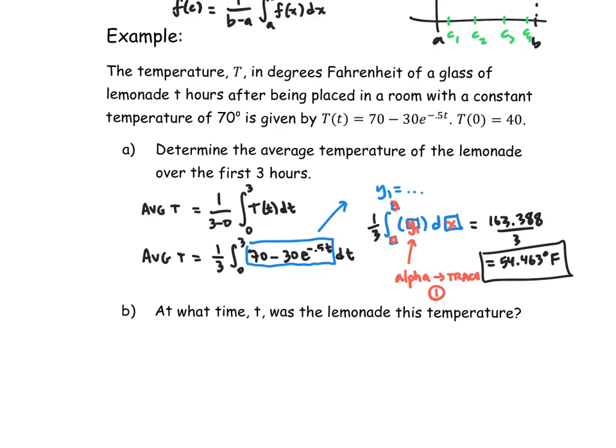Just like I did, I found those 4 C values where the water, or the time, or whatever distance from the edge of the tank, equaled the average value. I want to find the same thing here. At what time was the lemonade this temperature? Well, I've got y1, I've got T of t plugged in there. Now in y2, I want to plug in that value, 54.463.